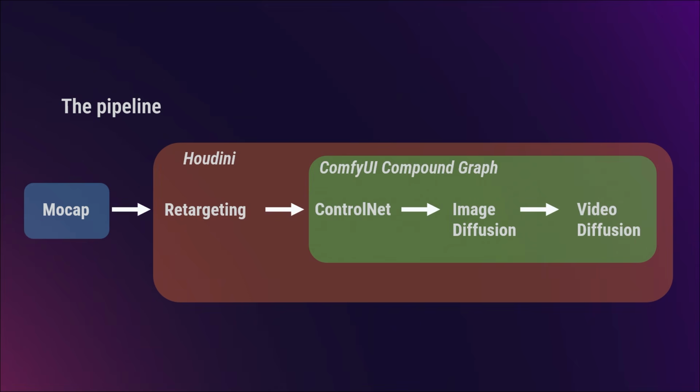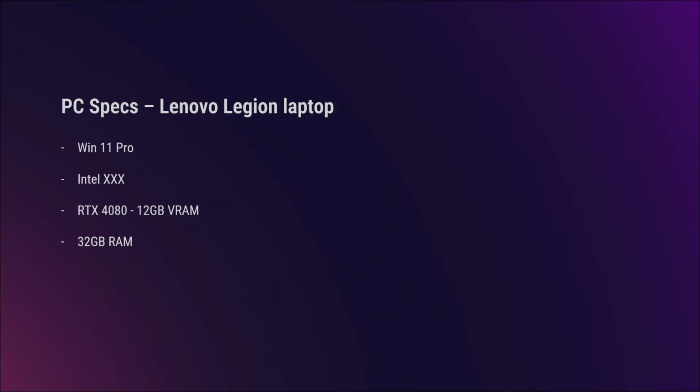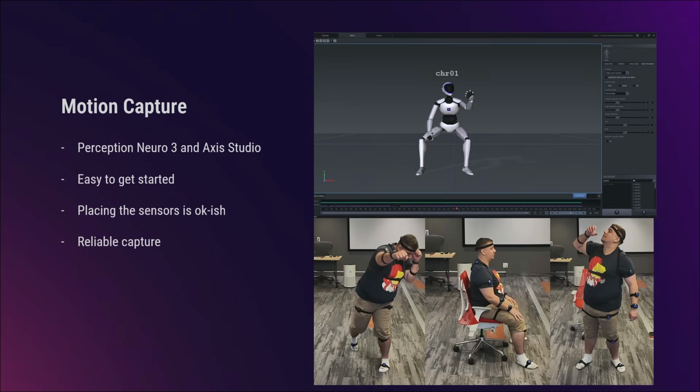So how does the pipeline look? We have a mocap in different software, then we bring it to Houdini, do the retargeting, and then we jump to Copernicus to operate ComfyUI through there. For the mocap component, I'm just using my laptop. It's a very simple laptop. We are using the Perception Neuron 3 and Axis Studio package to do the mocap and data processing. Very easy to get started.